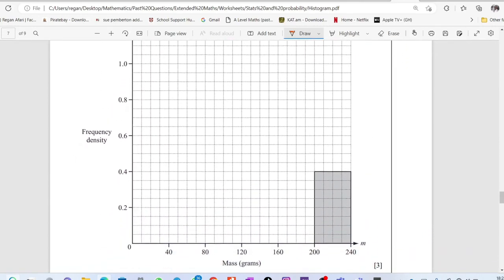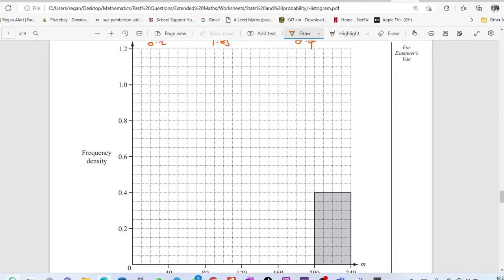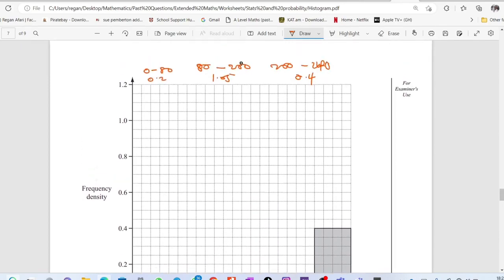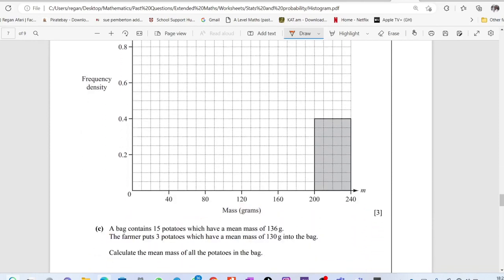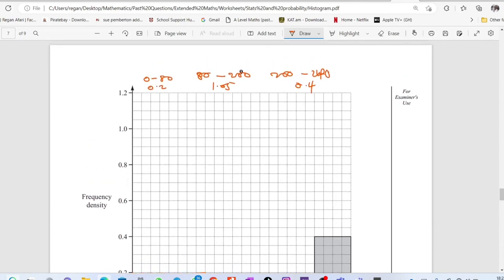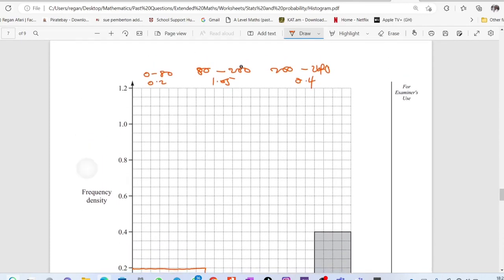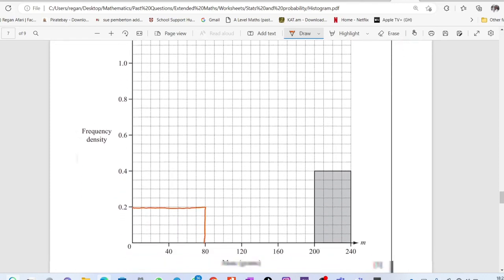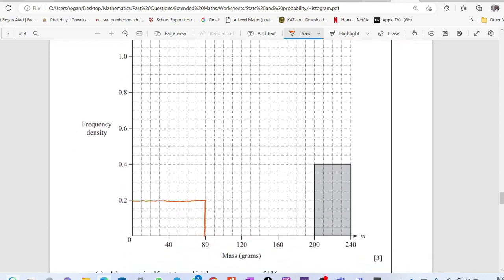Whoa, this is long. Okay, anyways, the first one starts from 0 to 80, and that's 0.2. So 0.2 is here, 0 all the way to 80, which is here. We're good to go. Next one is from 80 to 200, and that should be 1.05. Sure. So now you want to know the value of one tiny box on this. 0.2, you're sharing it among 4 boxes. So you have 0.2 divided by 4, that's 0.05. That's the value of one tiny box on the y-axis.